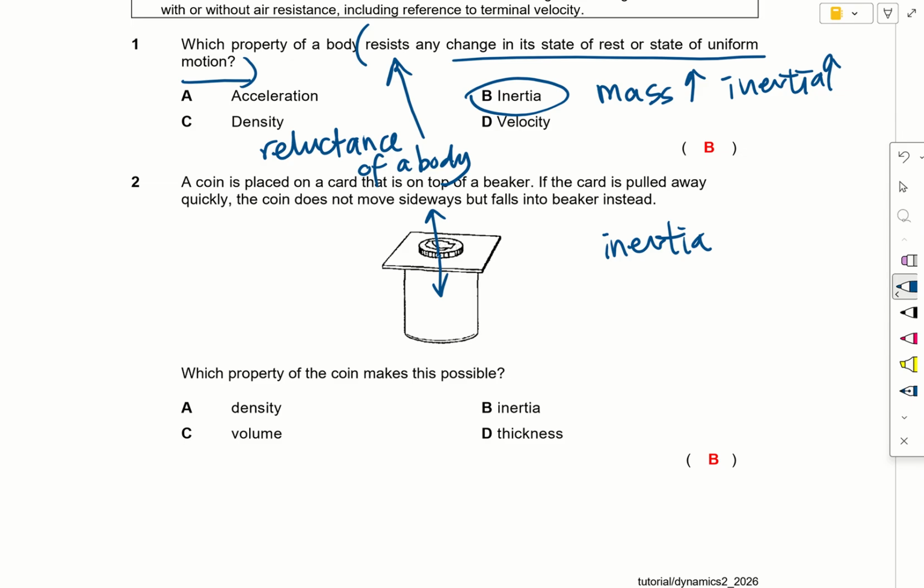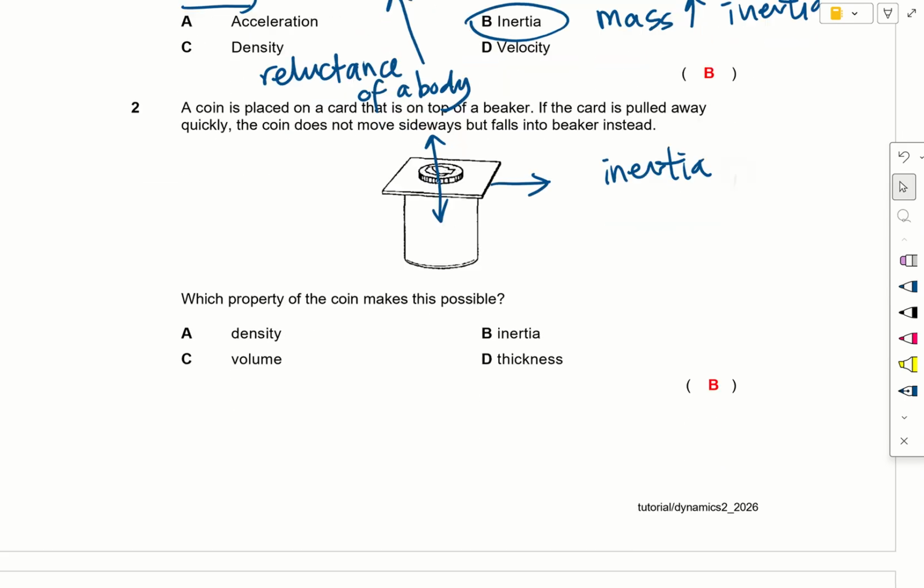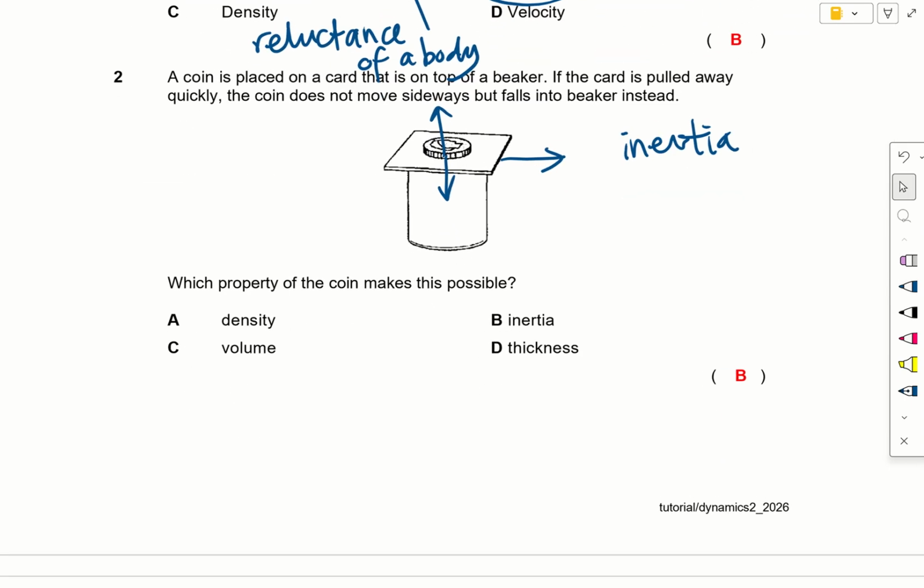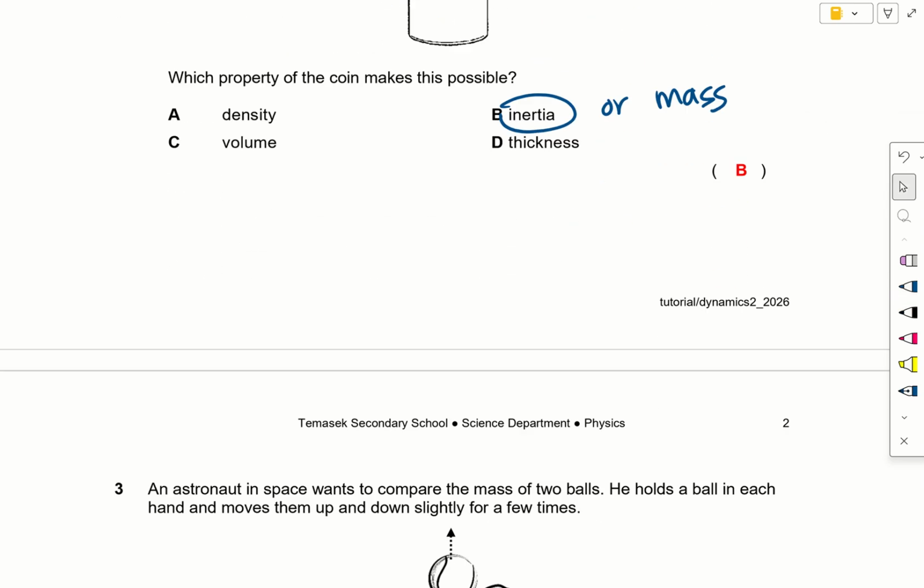Okay, however, when we pull the card very quickly to the left or right, then the original motion or non-motion of the coin is that it doesn't move. But without the support of the card, it will actually fall down, because then there will be a resultant force. Now, which property of the coin makes this possible? So again, it is the inertia or the mass. Okay, so answer is B.